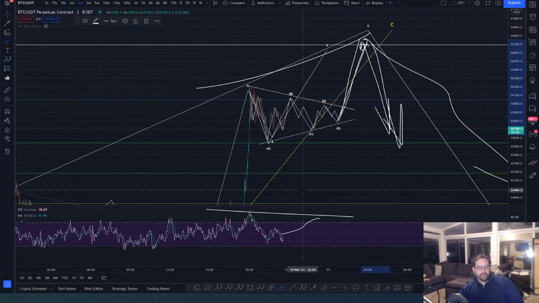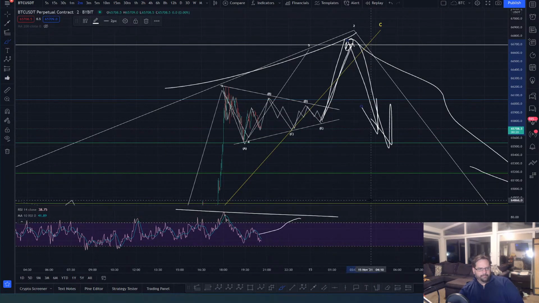Do we have divergence? I'm not seeing divergence on this time frame. Not seeing divergence on this time frame. Yeah, early Monday morning. Yep. That's just about 5 hours, 6 hours from now. Yep.